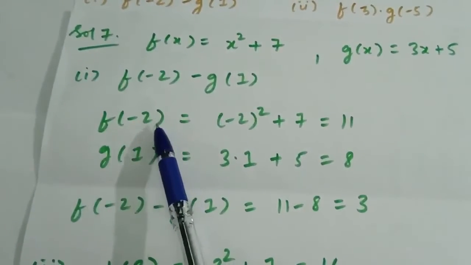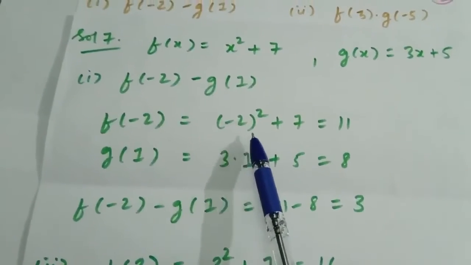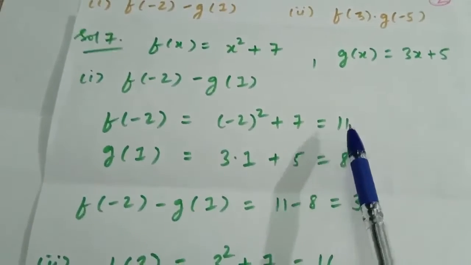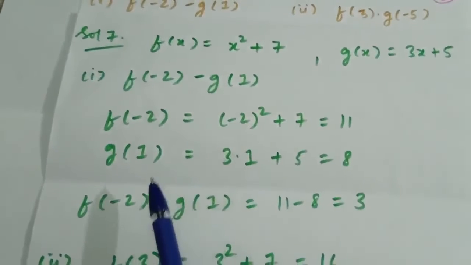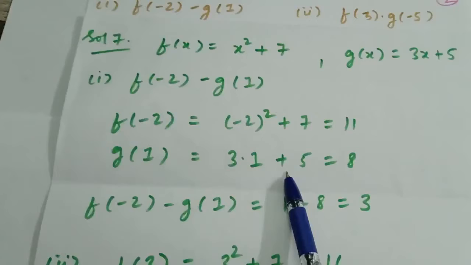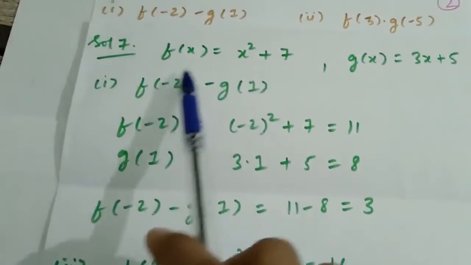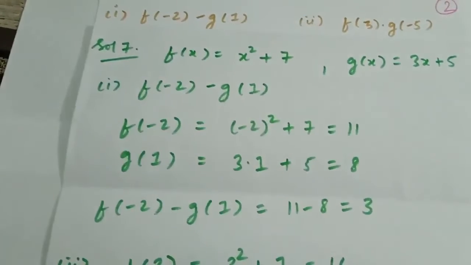f(-2) will be, in place of x, just put -2. So (-2) whole square plus 7 and this will come as 11. Now g(x) is 3x plus 5. For g(1), in place of x put 1. So 3 into 1 plus 5 is 8. So the value of this will be 11 minus 8, which is equal to 3.